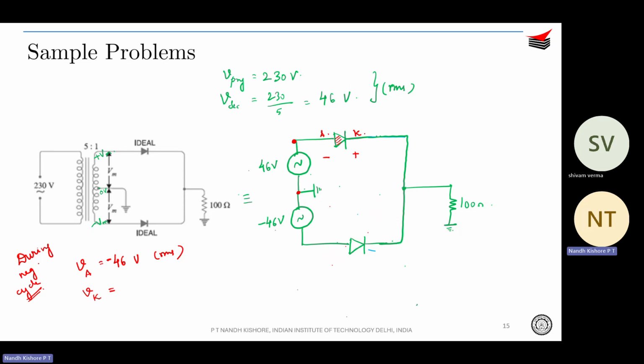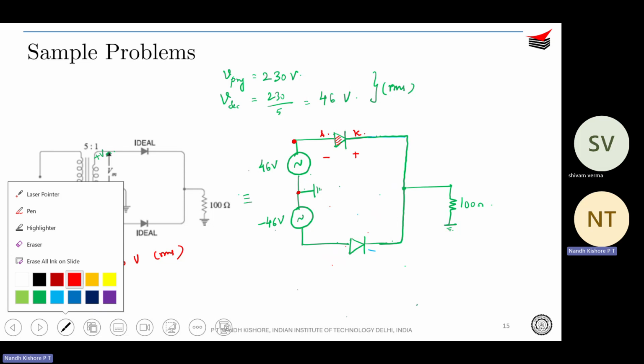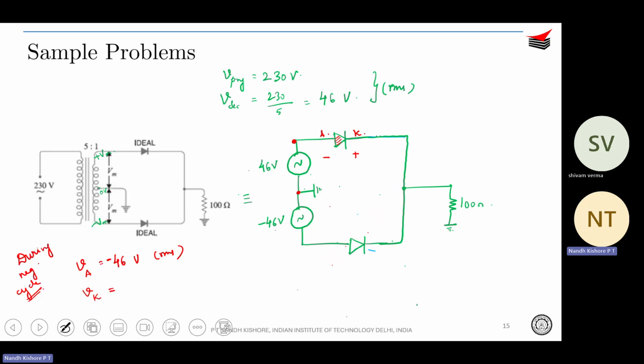Just one correction that we need to make: V secondary, that is 46 volts, is across the entire transformer. So across the entire transformer, you are getting 46 volts, which means that individually it is getting split into 23 volts and 23 volts. Did you understand this? Yes, sir.